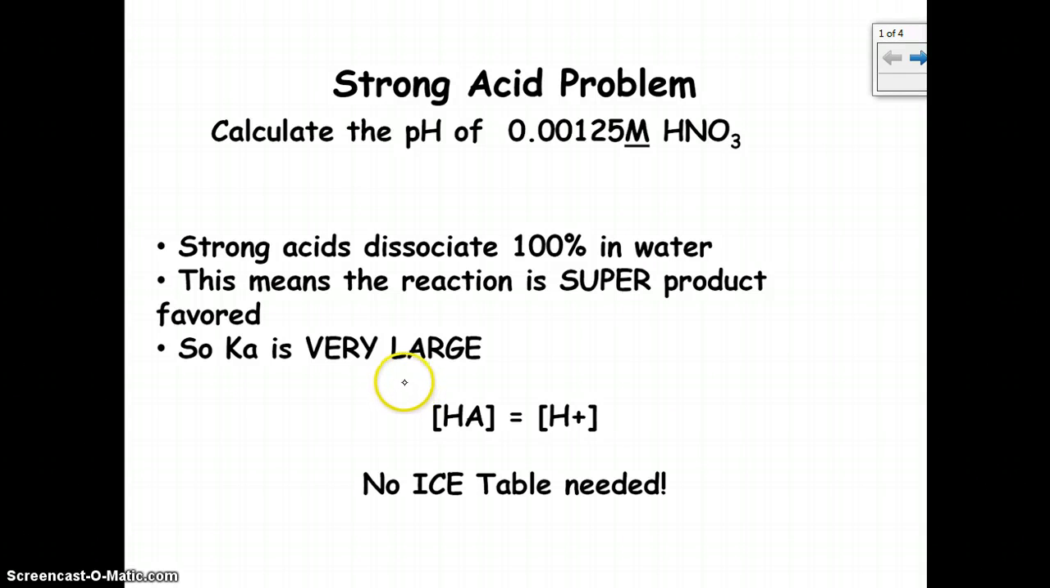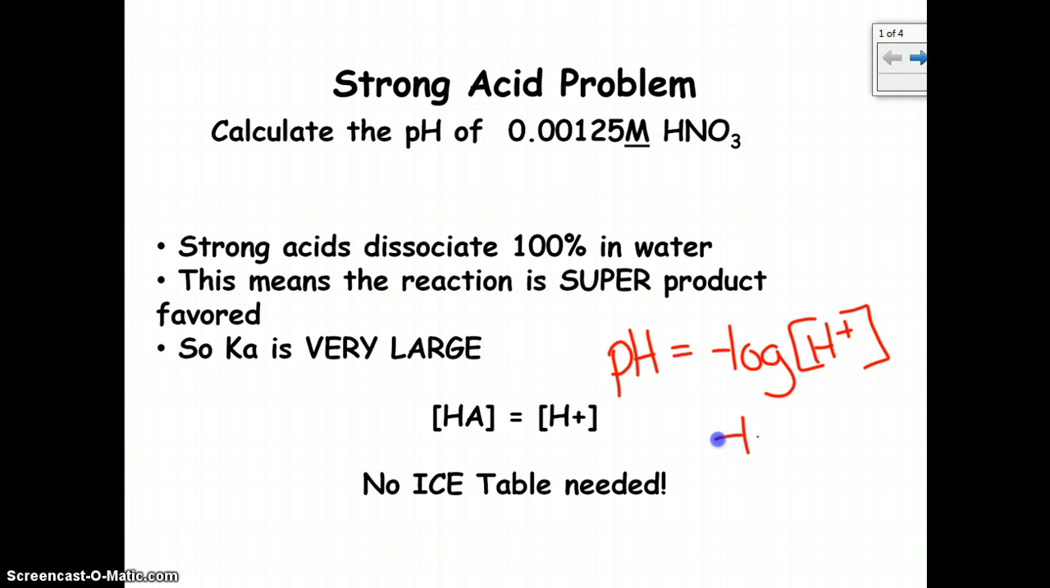All right, so we're going to start talking about calculating the pH of different acidic solutions. Okay, so if we're given a strong acid and asked to calculate the pH, remember that strong acids dissociate 100% in water, and this means the reaction is super product favored. So Ka is going to be very large. So we're going to assume whatever the concentration of the acid is, that's what the concentration of our H plus ion is. So we don't need an ice chart because it goes to completion. So we can just plug in our concentration to the pH equals negative log of the H plus.